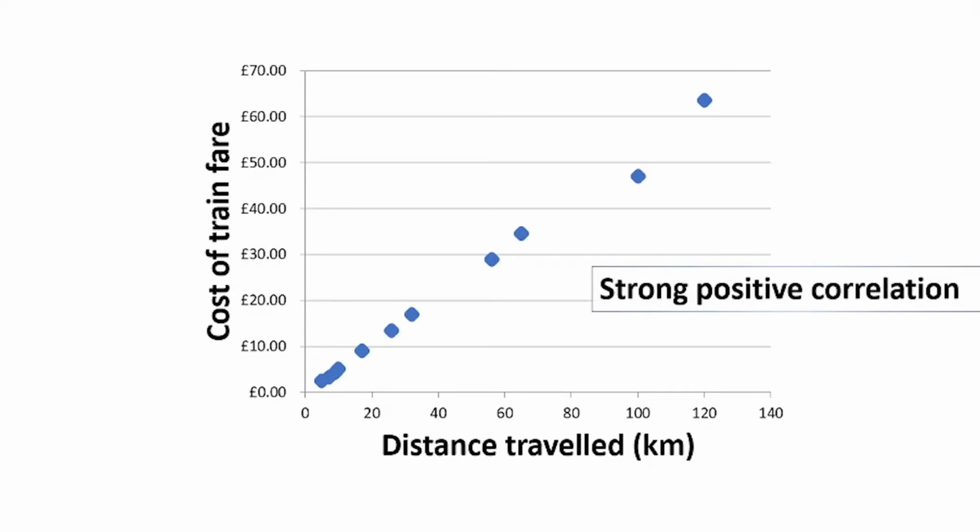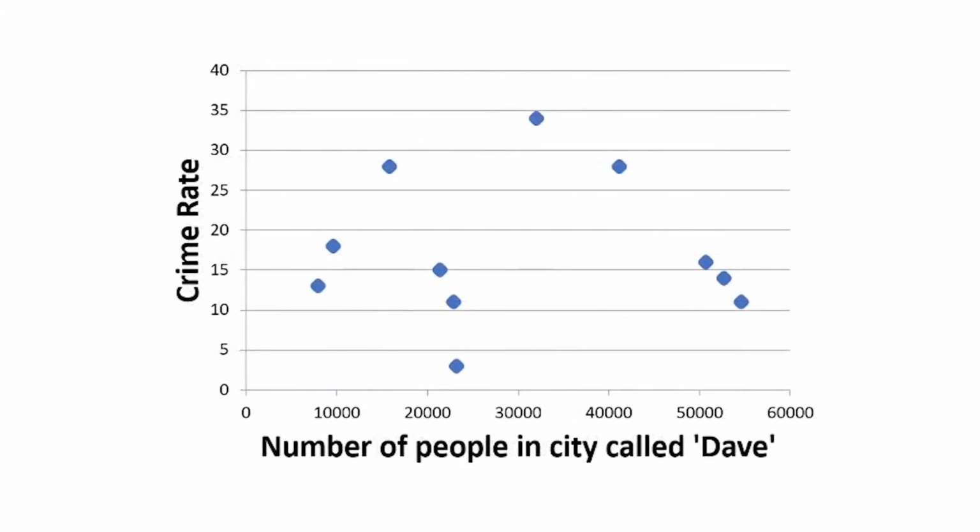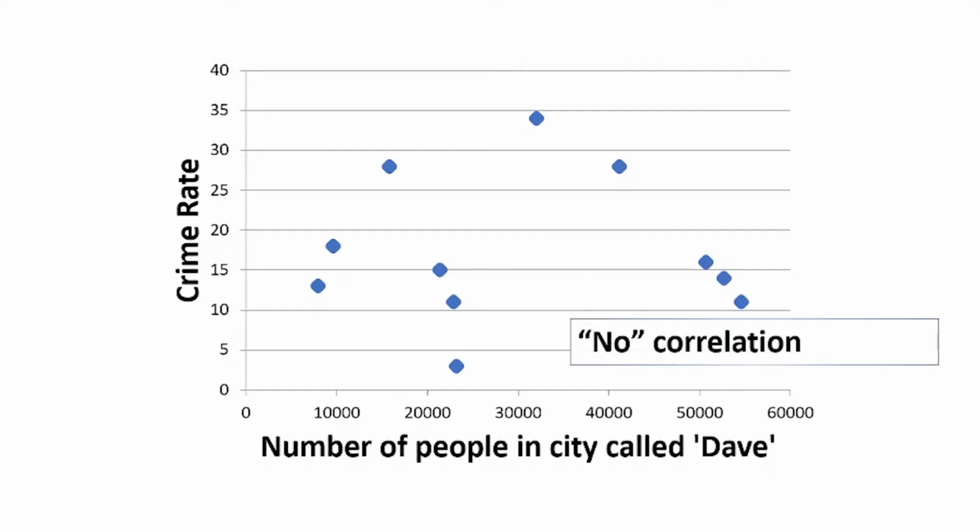And here we have the number of people in a city called Dave and the crime rate. And as you can see that there's nothing that really connects these. There's no trend whatsoever. So this is no correlation. And of course, context can contribute to what you would expect to see in the correlation. And there's no reason why people being named Dave would have an effect on the crime in the city.